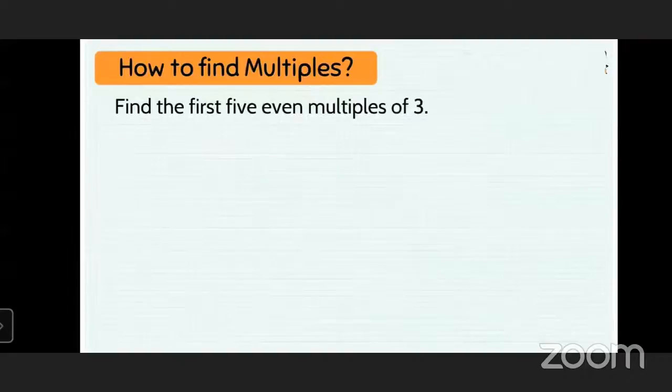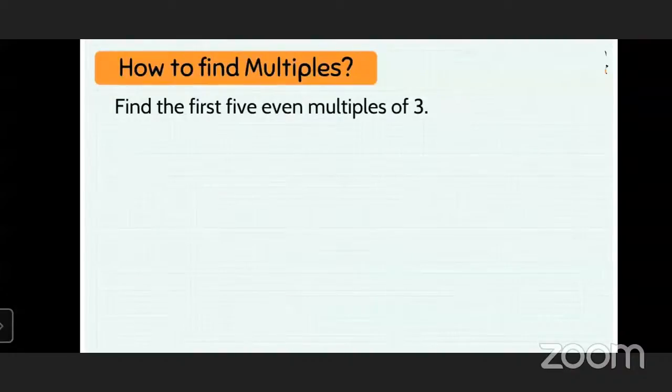Okay. Now next, find the first 5 even multiples of 3. So anybody? 3 ones are 3, 3 twos are 6, 3 threes are 9, 3 fours are 12, 3 fives are 15. No. Read the question carefully. What is given? Find the first 5 even multiples of 3.